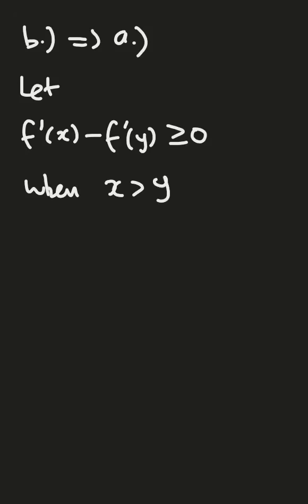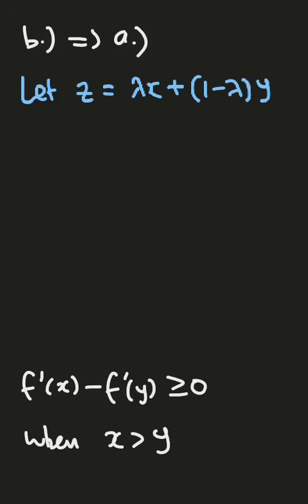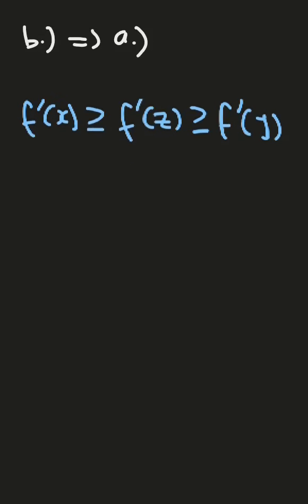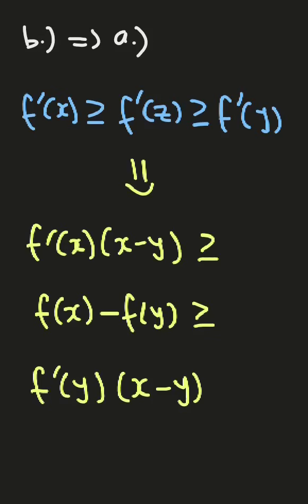Next, we prove that P implies A. Let the monotonically increasing property hold as this when x is greater than y. As you can see, f is a differentiable function. Then we can let z be equal to this, where z, geometrically, is a point between x and y. So by the monotonically increasing property of the first derivative, we have this inequality. If we take the integration of these three terms, we get this result, where the middle term comes from the fundamental theorem of calculus.